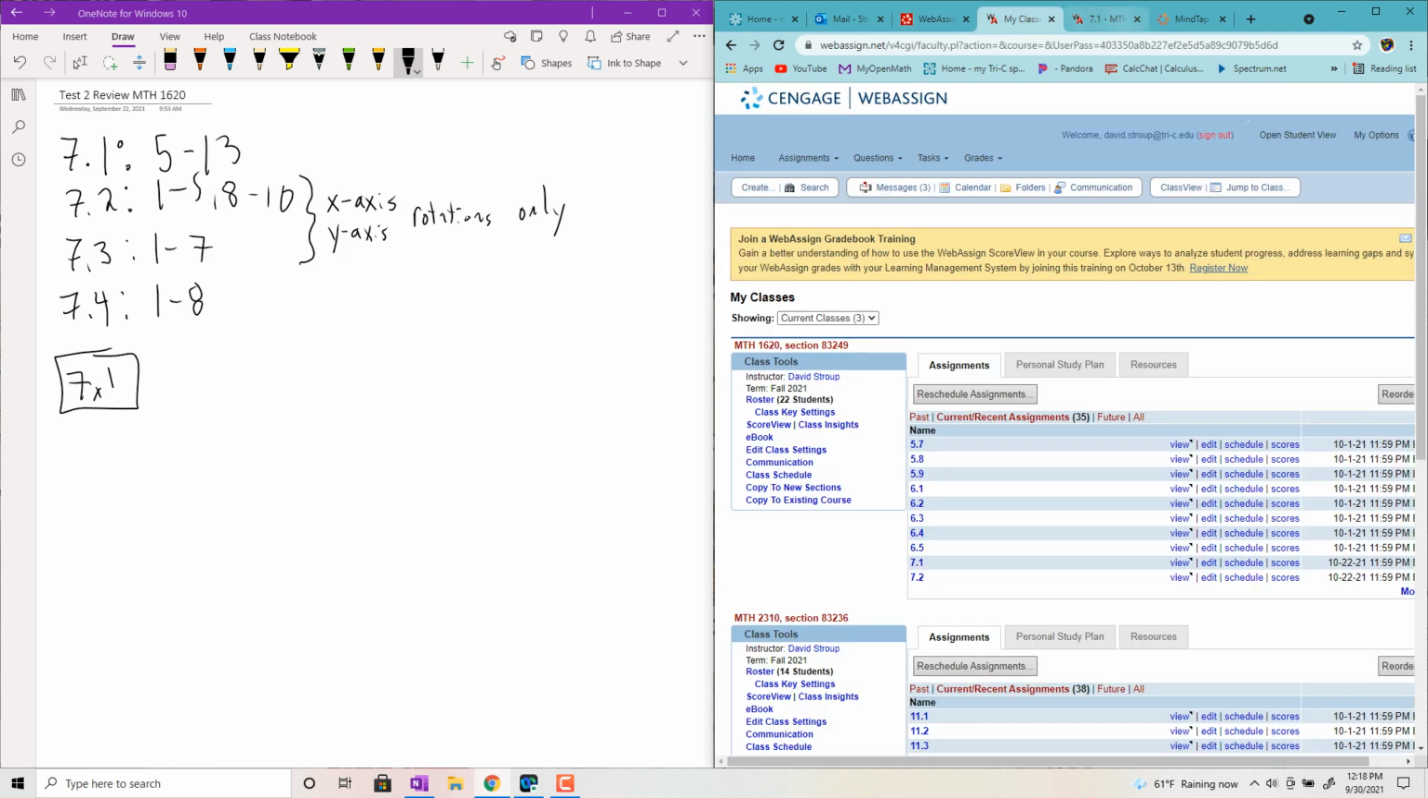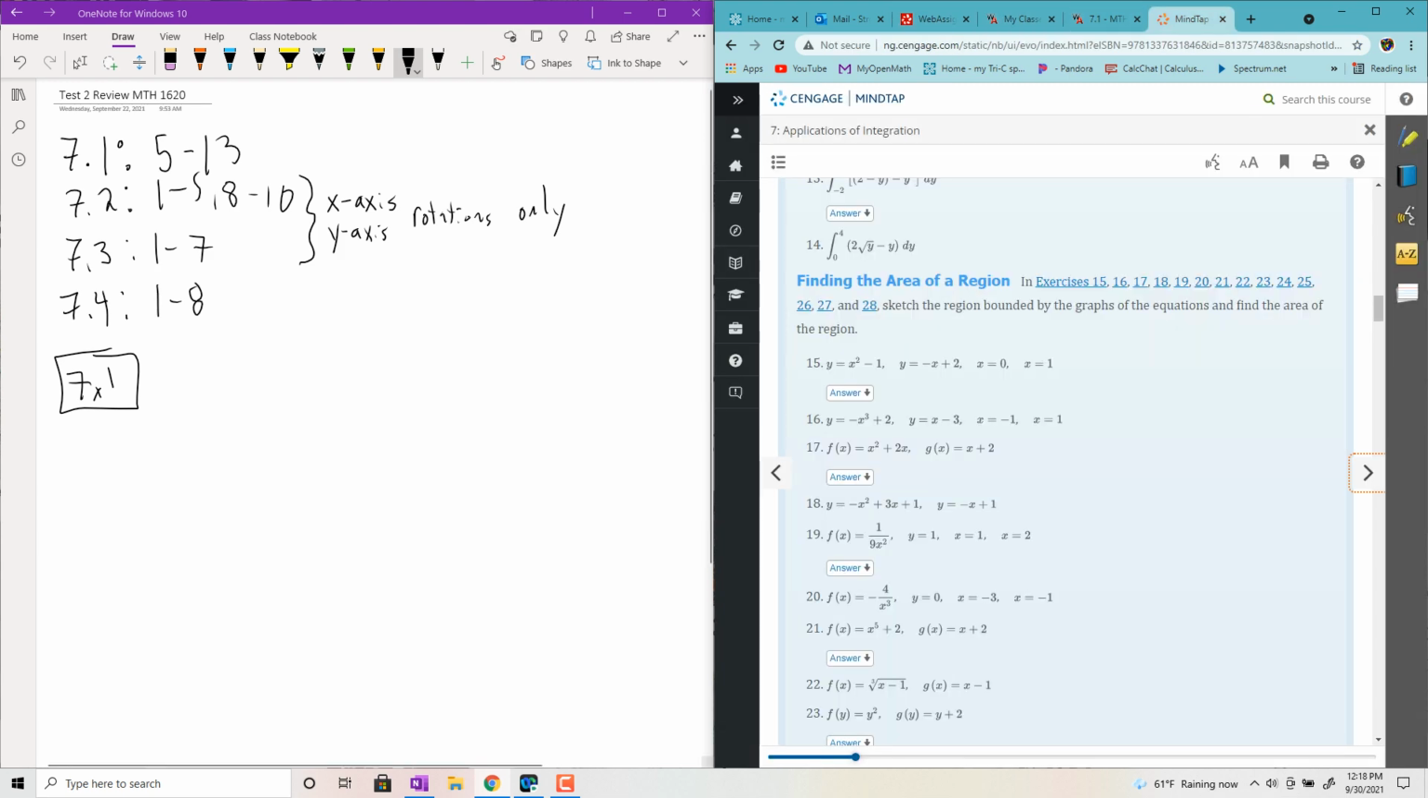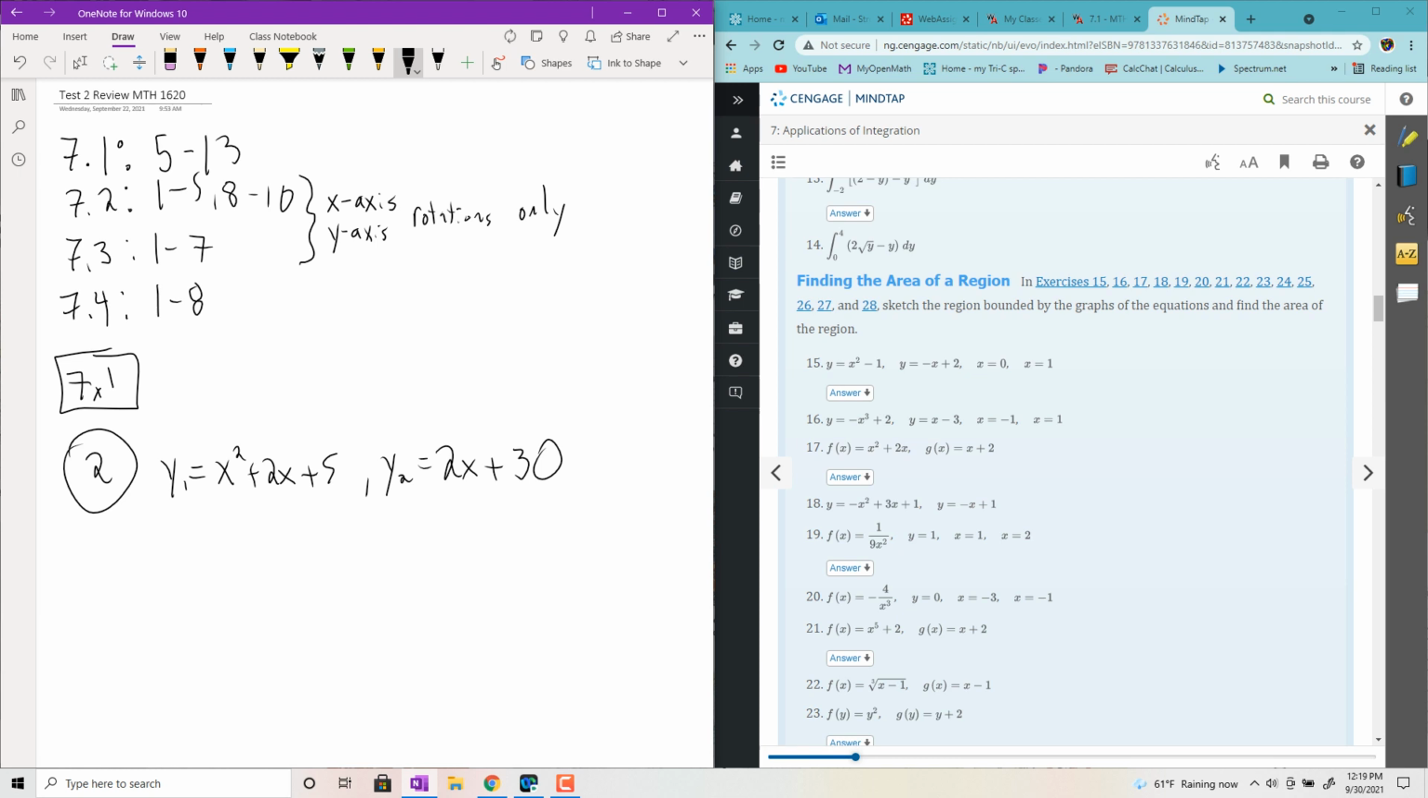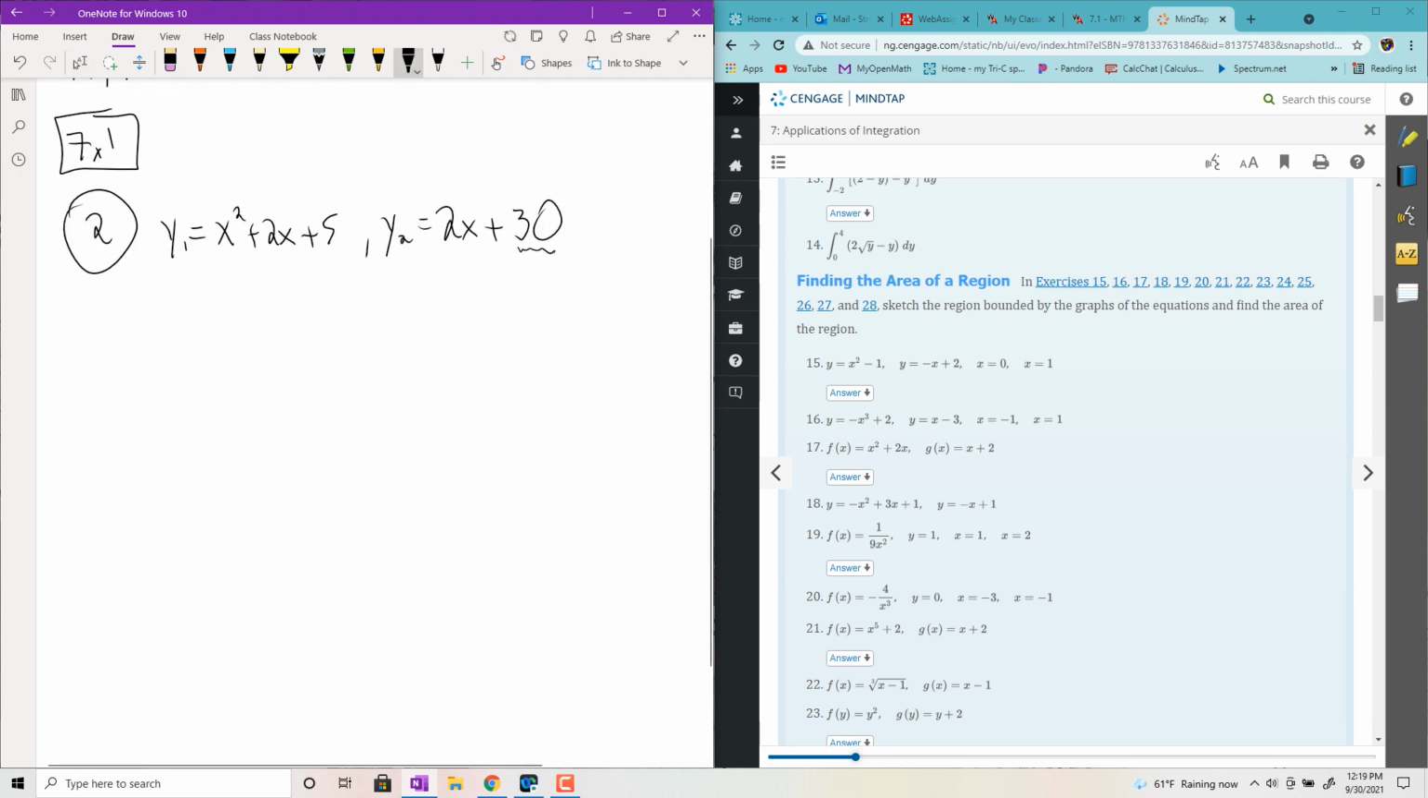So, for example, here's something with regards to the numbers involved in some of the graphs. Number 2 in WebAssign was y prime equals x squared plus 2x plus 5, and then y sub 2 would be 2x plus 30. Right off the bat, this has a y-intercept at 30, so if you tried to graph it, you'd have like 30 tick marks. I would just put the number 30 here, and it's a line with positive slope, so it's going to be going like this. So that's the graph of that guy.